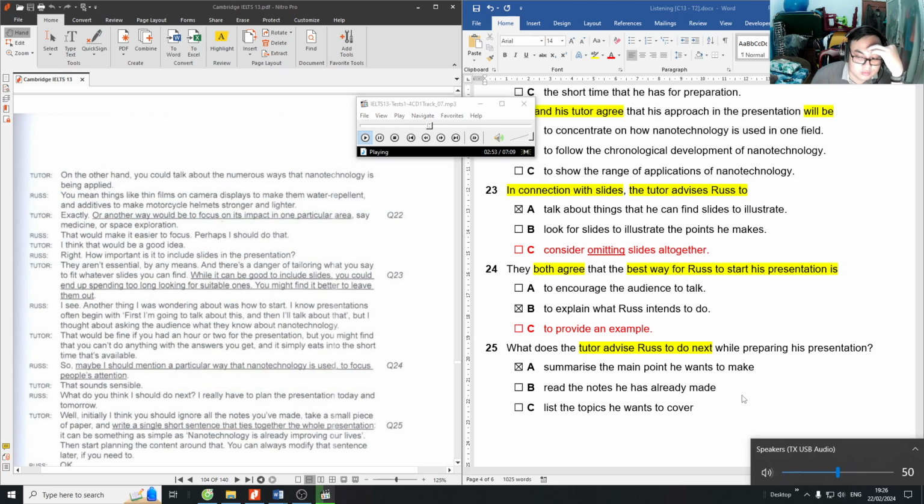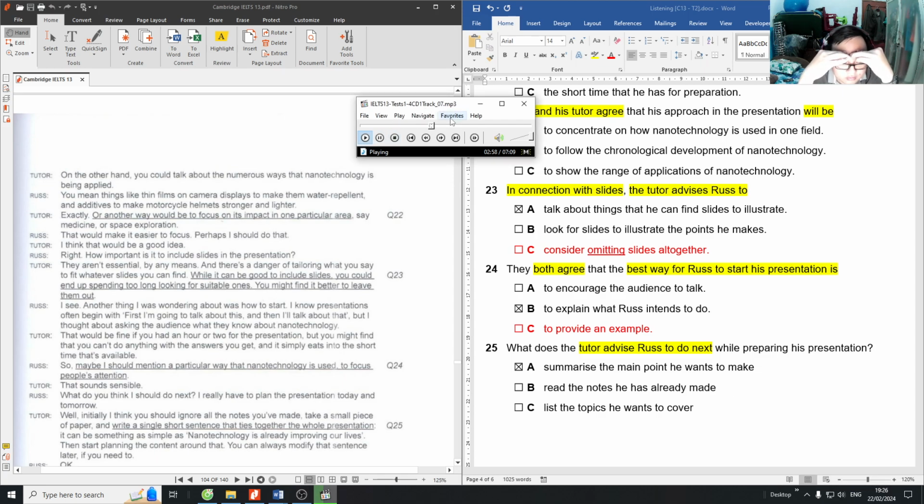Another thing I was wondering about was how to start. I know presentations often begin with, first I'm going to talk about this, and then I'll talk about that. But I thought about asking the audience what they know about nanotechnology. That would be fine if you had an hour or two for the presentation, but you might find that you can't do anything with the answers you get, and it simply eats into the short time that's available. So maybe I should mention a particular way that nanotechnology is used to focus people's attention. That sounds sensible.